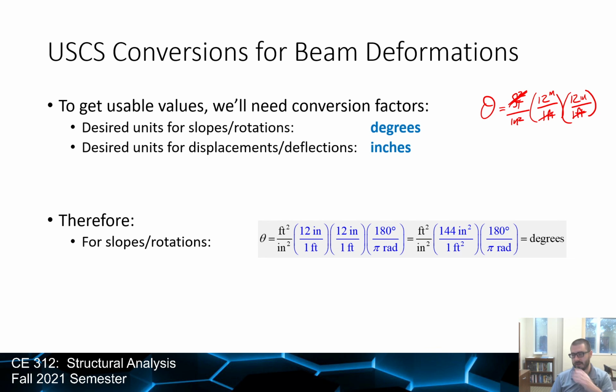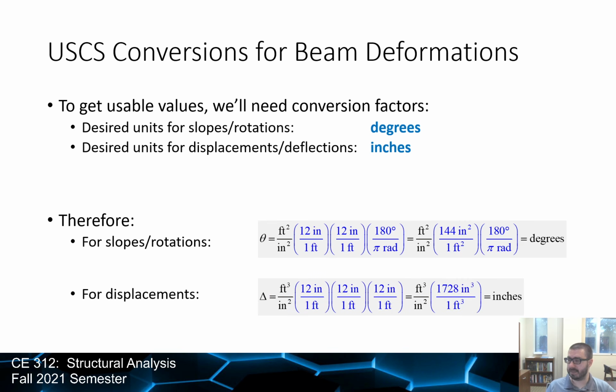So for slopes and rotations, here's what I propose that we do. We take what would have been our answer, and we multiply it by 12 inches per foot, and we do that twice because we've got feet squared here, okay? And then we take that resulting value and multiply it by 180 over pi. And by doing that, our final answer will be in a unit of degrees, okay?